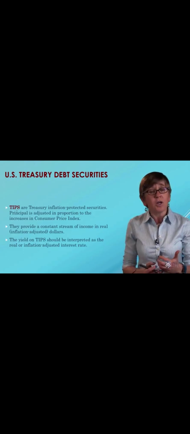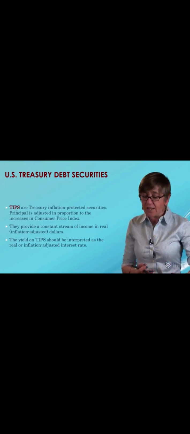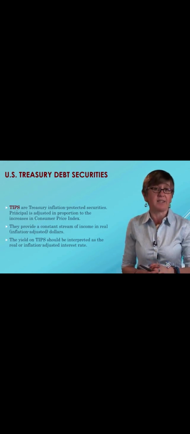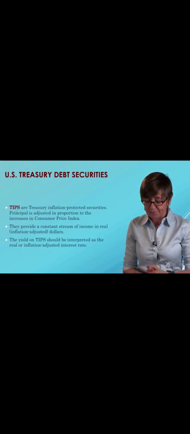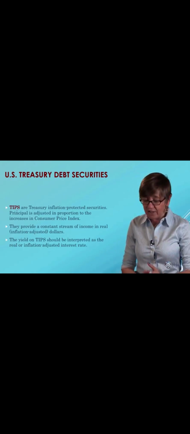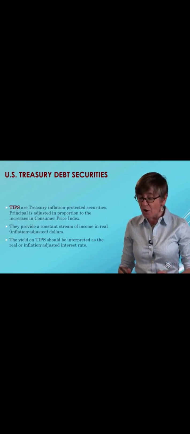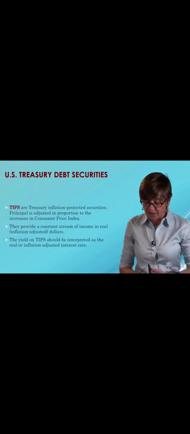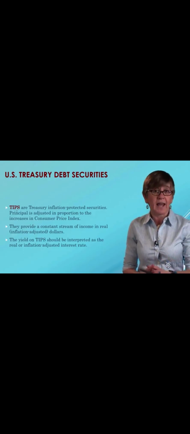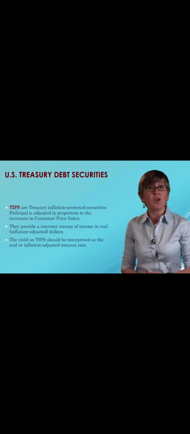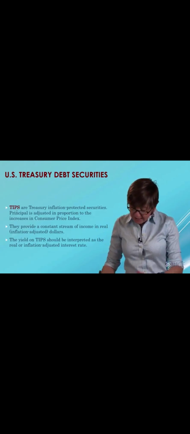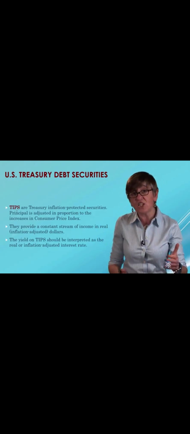How do these work? Well, the principal on these bonds is adjusted periodically in proportion to the increases in the consumer price index. In other words, by the inflation rate. And because the principal is adjusted, the coupon payments are also adjusted, and therefore they provide a constant stream of real inflation-adjusted dollars. And the yield on TIPS should therefore be interpreted as the inflation-adjusted interest rate or the real interest rate.